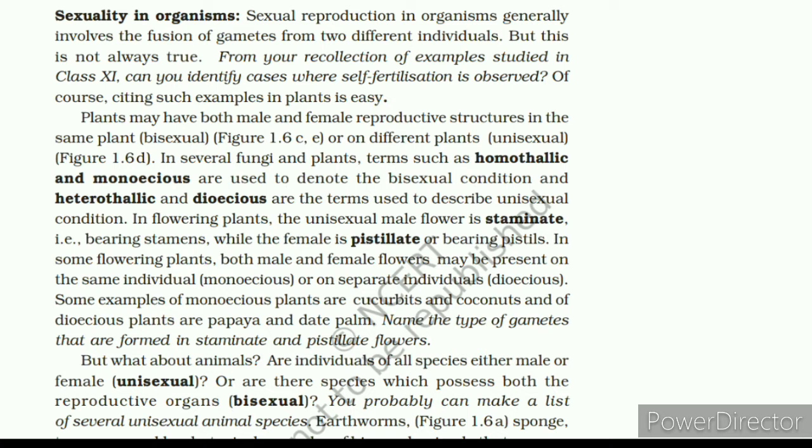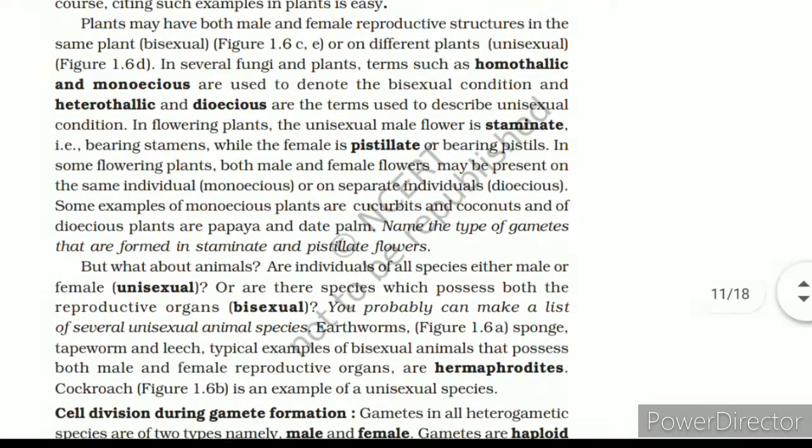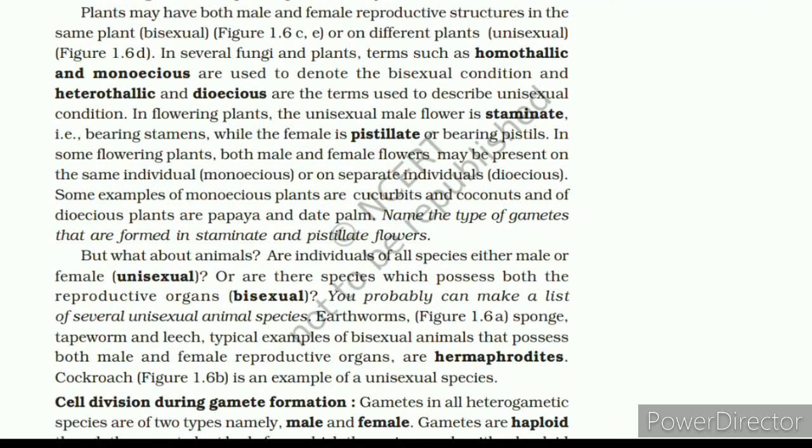In flowering plants, the unisexual male flower is staminate, that is bearing stamens, while the female is pistillate, or bearing pistils. In some flowering plants, both male and female flowers may be present on the same individual, that is monoecious, or on separate individuals, that is dioecious. Some examples of monoecious plants are cucurbits and coconuts, and of dioecious plants are papaya and date palm. Name the type of gametes that are formed in staminate and pistillate flowers.